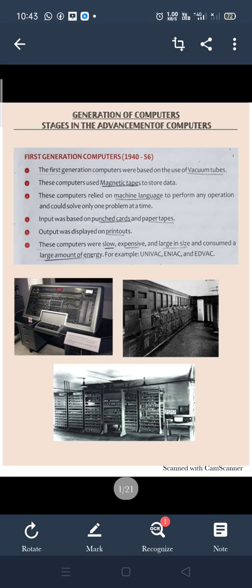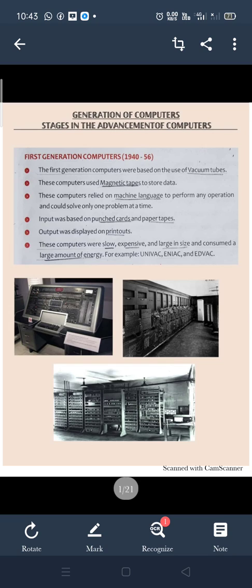These generations are nothing but the stages in the advancement of the computer, and they represent certain time periods in which the computers which were made had the same characteristics, and so they are grouped as generations. There are 5 generations of computers, so let's learn one by one.